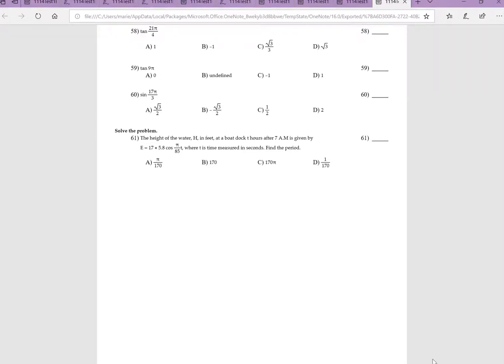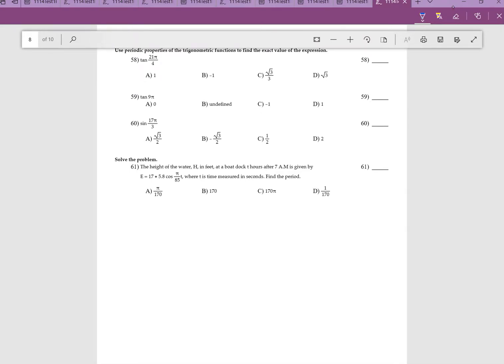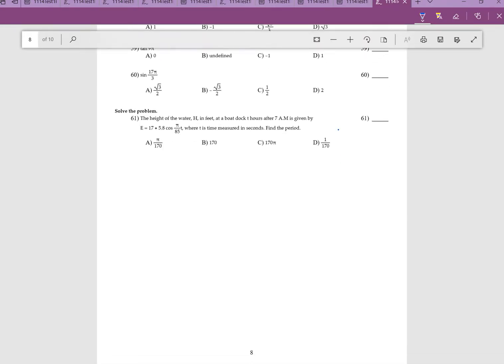All right, so to answer this last question, this word problem in particular, I want to bring you back to the notes where I was finishing the lecture and I was trying to explain to you that these periodic functions are written in a formula where the amplitude, which is A, which tells you the height, in this case is also the 5.8. In our case, our amplitude is 5.8. Then we have cosine, and you see the period mentioned here, where you have pi over 85, and then t, where t is measured in seconds, and then they ask you to find the period.